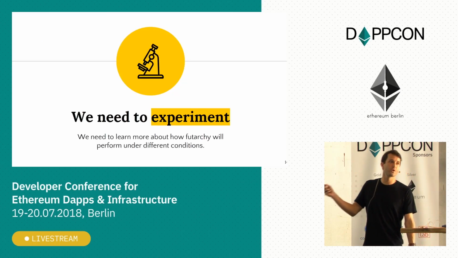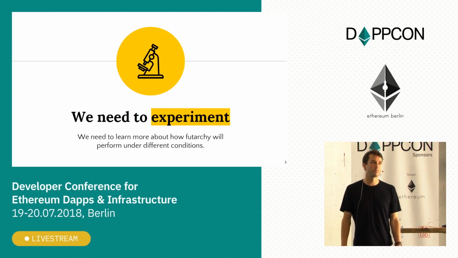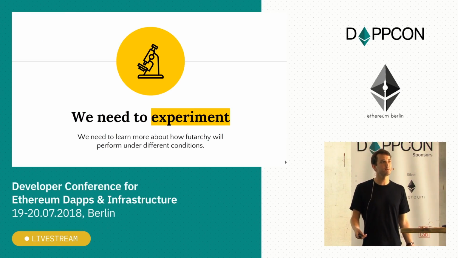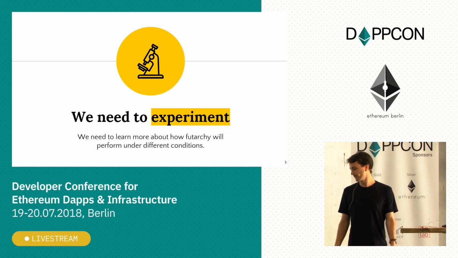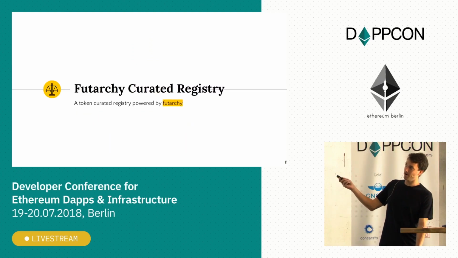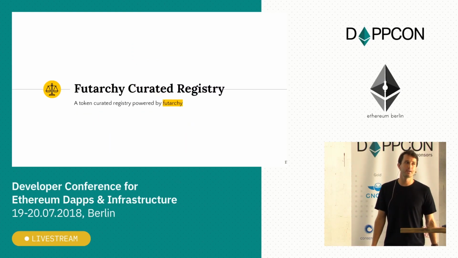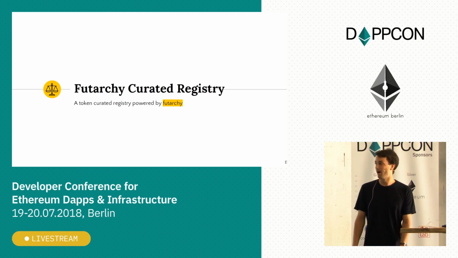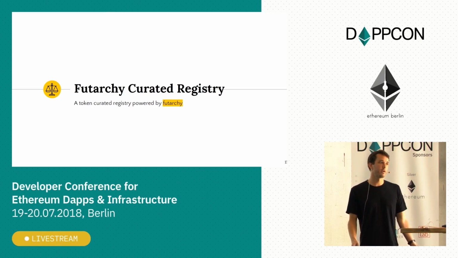So this is why it's so important to experiment with these new forms of governance. We need to figure out where the drawbacks are and where Futarchy will improve our systems of governance and where it might not be the best choice. So for our experiment, we're building a Futarchy curated registry, which is basically a token curated registry that uses Futarchy as its form of governance.